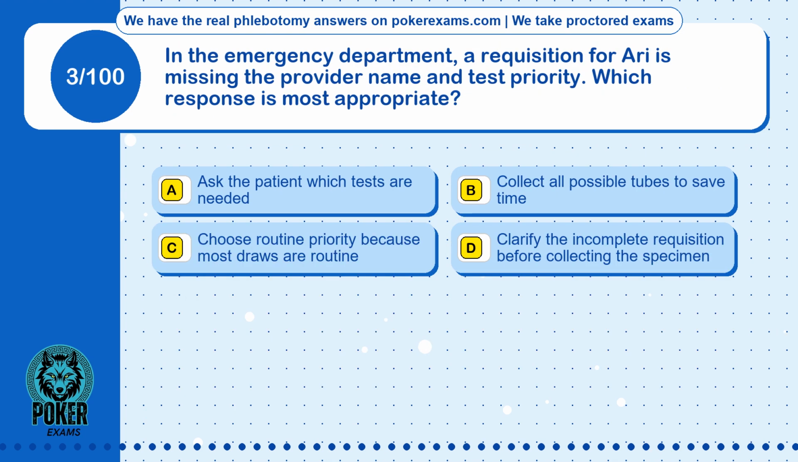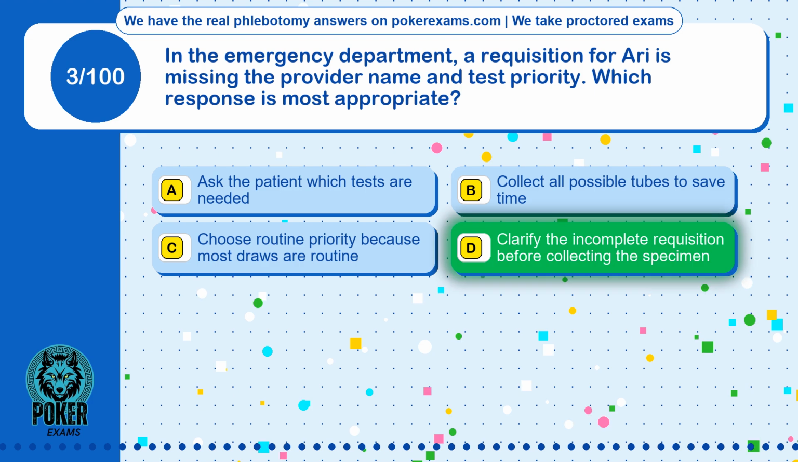Question 3. In the emergency department, a requisition for RE is missing the provider name and test priority. Which response is most appropriate? Option A. Ask the patient which tests are needed. Option B. Collect all possible tubes to save time. Option C. Choose routine priority because most draws are routine. Option D. Clarify the incomplete requisition before collecting the specimen.